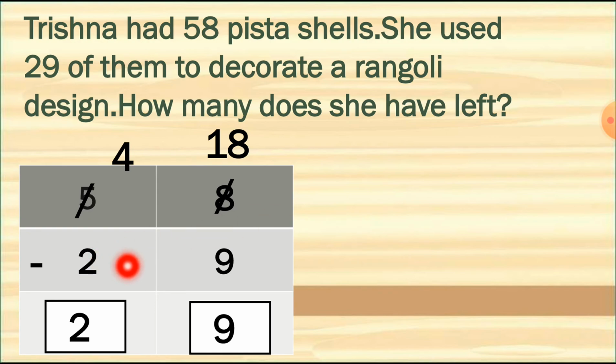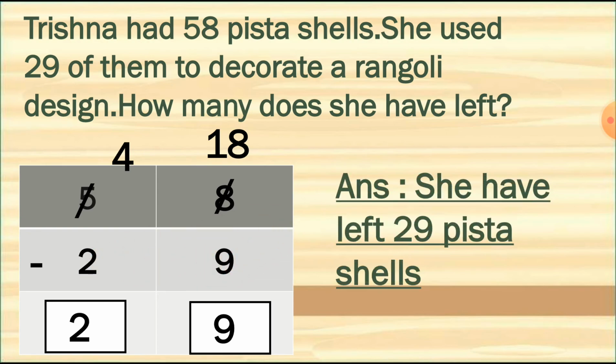So how many pista shells are left? We can write the answer: she has 29 pista shells left. We also have to write it in sentence form, that she has 29 pista shells left.